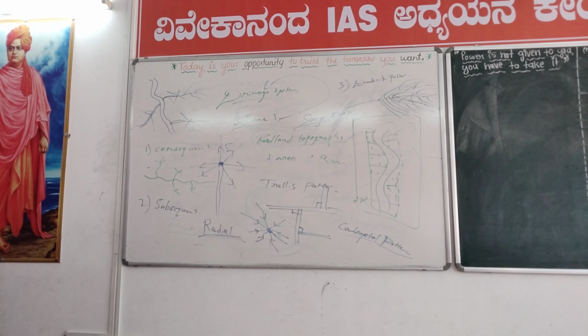So Indus is for Pakistan. And SBR for India: Satluj, B means Beas, R means Ravi. Satluj, Beas, Ravi for India. Chenab, Jhelum, Indus for Pakistan.